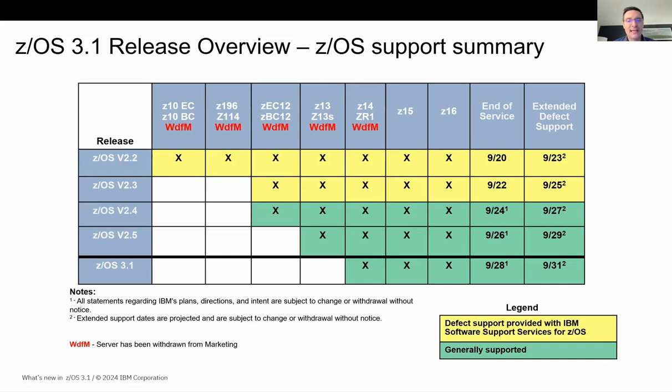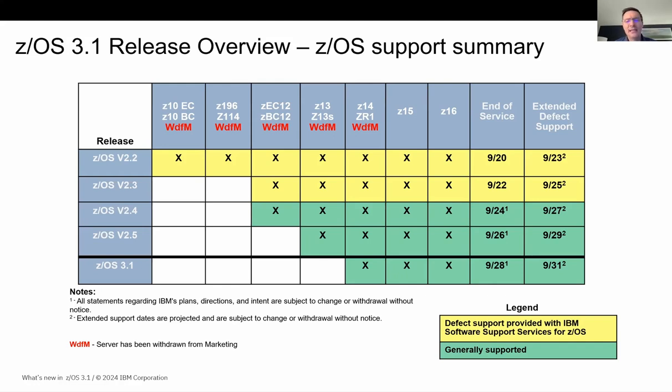And you'll notice that if you are on z/OS 2.4, the end of service date for 2.4 is coming up fairly soon. So you have approximately 5 more months to migrate from z/OS 2.4 to either 2.5, and I might suggest that you go to 3.1 to take advantage of some of this other technology. So just be aware of that.